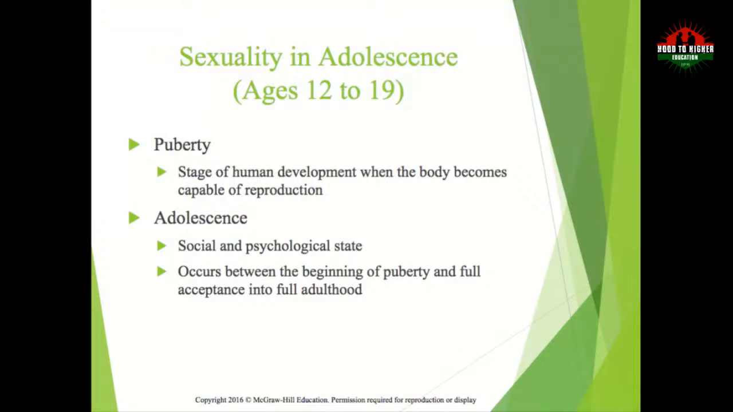Adolescence is the social and psychological state that occurs between the beginning of puberty and acceptance into full adulthood. Psychosexual development: adolescents are sexually mature or close to it in a physical sense, but they are still learning about their gender and social roles, and they still have much to learn about their sexual scripts. They may also be struggling to understand the meaning of their sexual feelings for others and their sexual orientation.